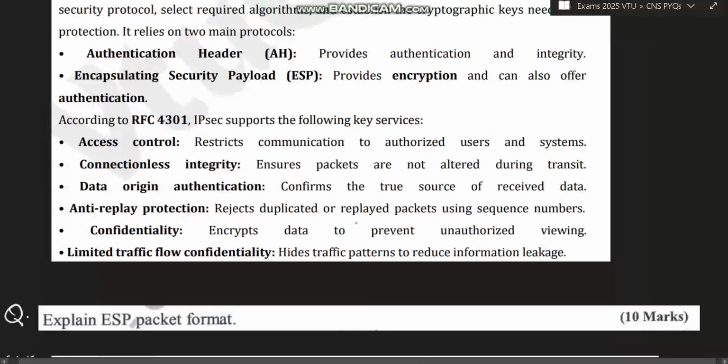Anti-replay protection rejects duplicate data or replay packets using the sequence numbers. If two packets come back to back, and it is the same packet coming repeatedly, it will be rejected. Confidentiality encrypts the data to prevent unauthorized viewing. And limited traffic flow confidentiality hides traffic patterns to reduce information leakage.